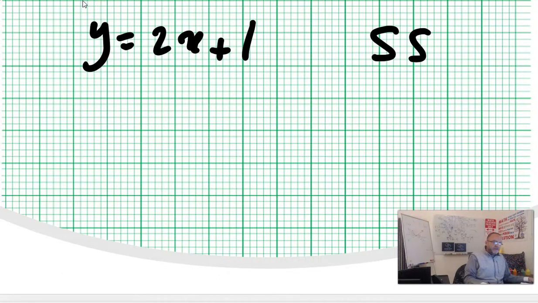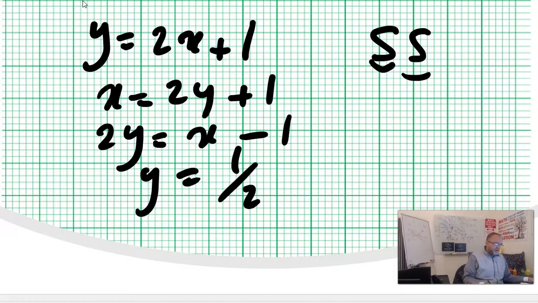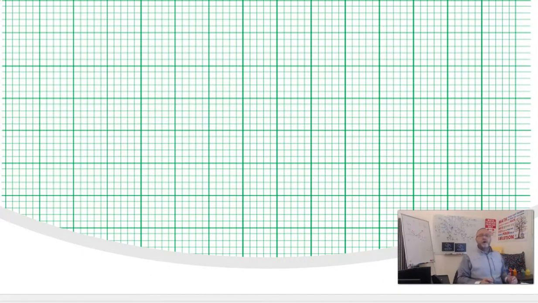I call it SS, meaning you swap and then you solve. So basically the first thing you do is you swap. So instead of y equal to x plus 1, you do x equal to y plus 1. And then you need to solve for what? For y. So you put y on one side, x on the other side, minus 1. And then y equal half x minus half. And that's how you swap and then solve. So it's called SS. All you need to remember here, and not memorize, is that the inverse is the reflection over the identity function y equal x. Okay? That's all there is to it.